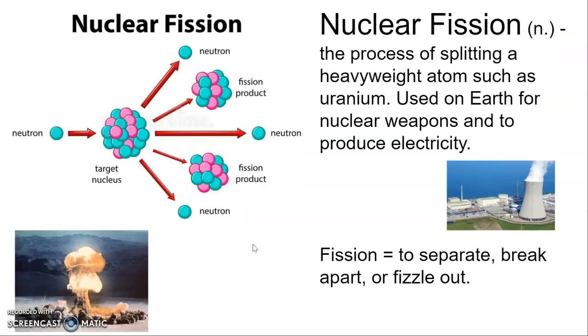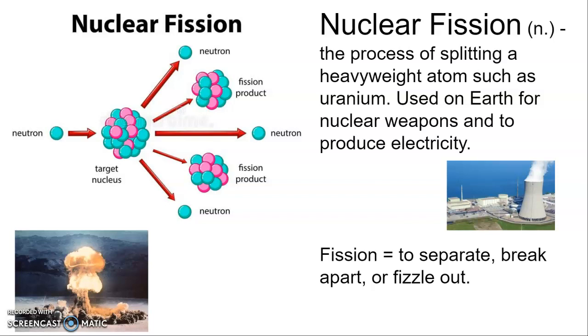So nuclear fission is the process of splitting a heavyweight atom like uranium. It's used on Earth for nuclear weapons and to produce electricity. So if you guys see here, this is actually a picture of a nuclear power plant. If you've ever heard of Chernobyl, that was a famous meltdown, but we have nuclear power plants here in the United States. This is the process where you break down a heavier atom.